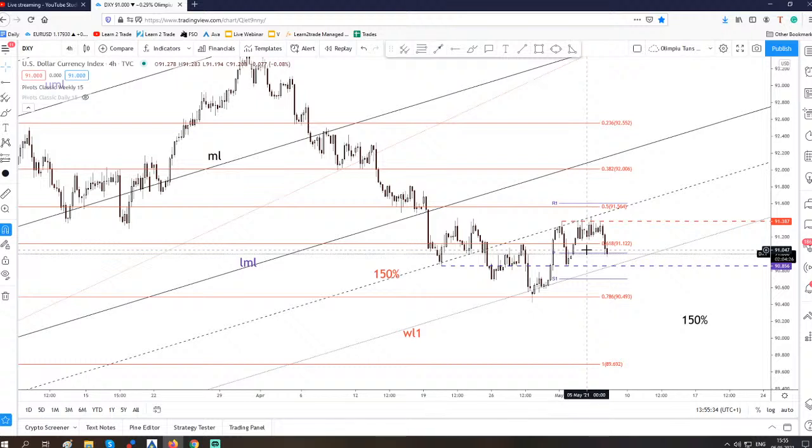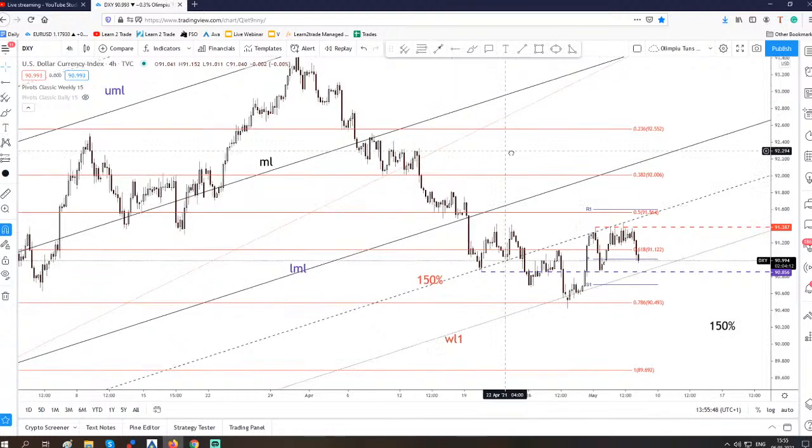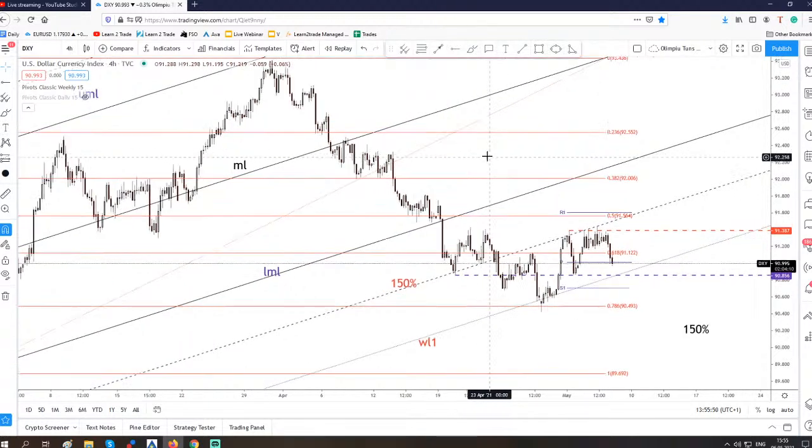Tomorrow we'll have the non-farm payrolls, guys. Also the unemployment rate, the average hourly earnings, and we'll go live again tomorrow around and before the non-farm payrolls data.